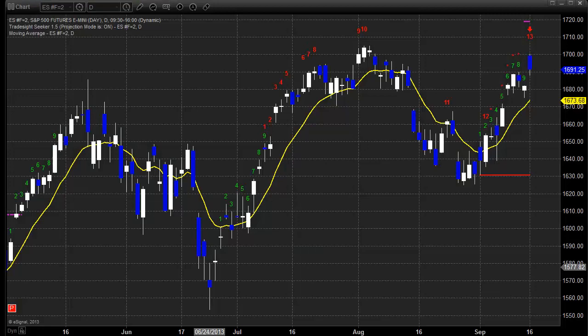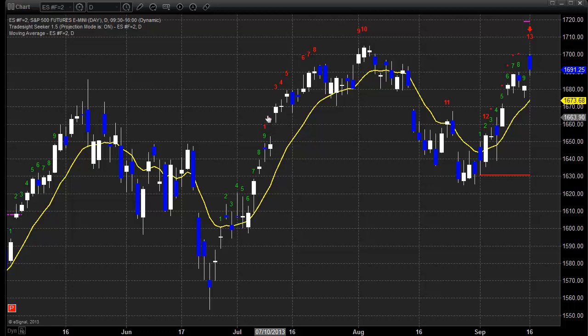Here's a look at the ES futures in the daily time frame. What I want to point your attention to first is approximately in the middle of the chart. We saw some construction start to develop after this reaction, this downward impulse in June. We had a 1 through 9 setup phase start after the completion of that 9 bars up.